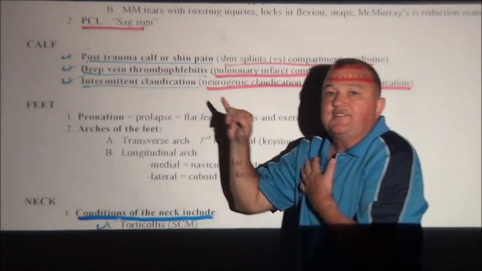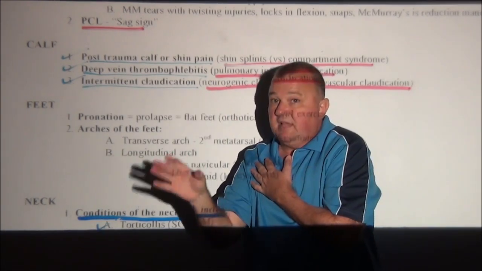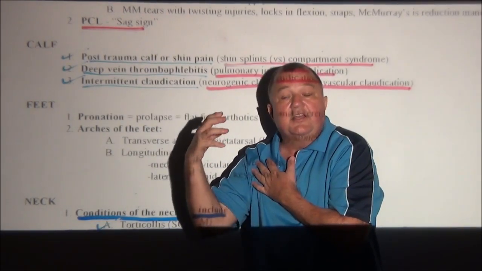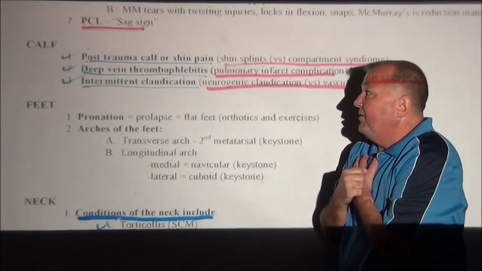With DVTs, what's our number one concern? Pain in that posterior calf. Some kind of stroke, right? A traveling clot, a thrombophlebitis. It could even go up into the heart. So we're worried about that clot travel.